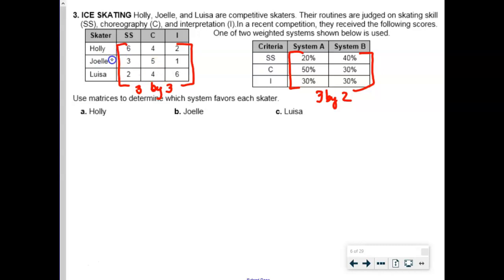So we got Holly, Joelle, and Louisa. They're written as rows. I'm going to call this my first matrix, and Holly is her own row, and Joelle is her own row, and Louisa is her own row. We're going to enter this matrix into matrix A on our calculator. And similarly, we have another matrix that takes those same criteria in the same order, S, S, C, and I, and it compares the two systems.